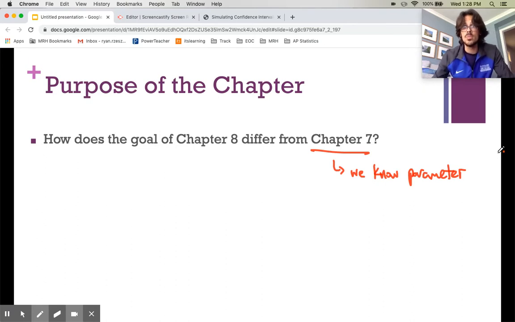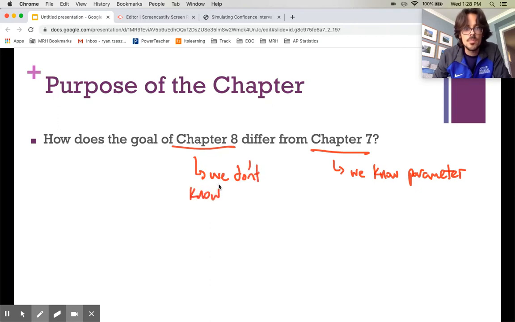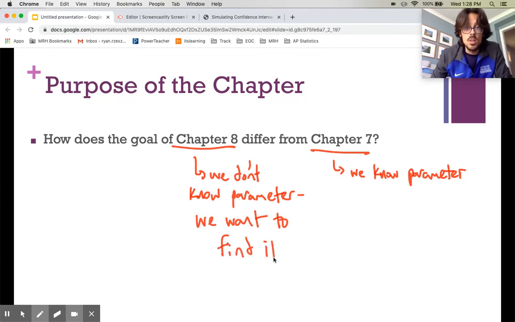But starting in chapter 8, this is where things sort of get real, in the sense that we won't know our parameter anymore. So beginning with chapter 8, we don't know the parameter, and we're actually trying to find it. So that is what we're trying to do in chapter 8. We want to use the information that we have, which is mostly just going to be our statistic, what we get from our sample. And we're trying to figure out what that actual parameter is equal to.